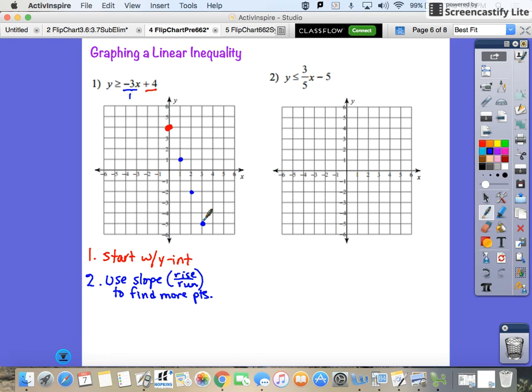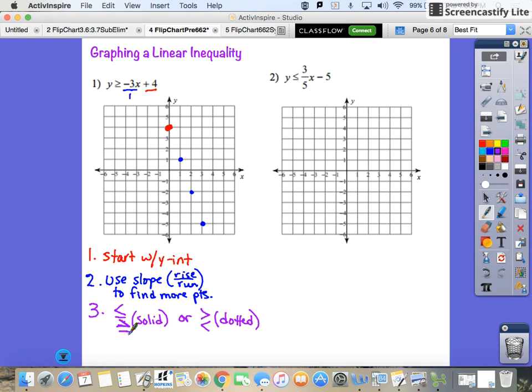Now the third thing is where we've got to be careful. We can't just connect these like we used to. We need to ask, is it solid or dotted? Just like on the regular inequalities, we had to ask if it was an open circle or a closed circle. Here we need to know if we used a solid or a dotted line.